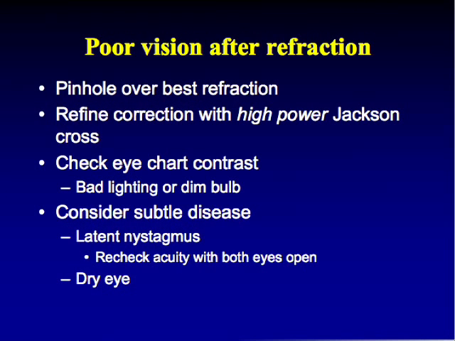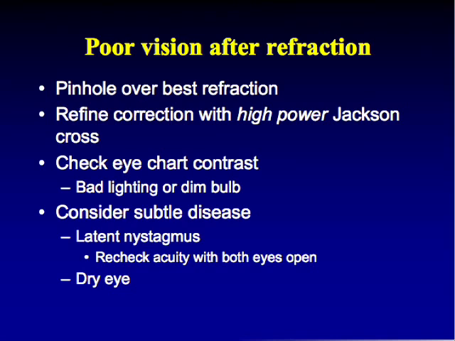Poor vision after refraction. Remember I said a long time ago, when I started, that you do your best refraction and the vision's still bad. Well, why would that be? Maybe your refraction wasn't that good after all, so put the pinhole occluder up after you're done with the refraction. See if it gets better. Say it does get better. Well, maybe your axis is off, or they still have poor vision, so get out the high power Jackson cross cylinder so you can really truly refine the astigmatic axis in a way that the patient can make their choices.